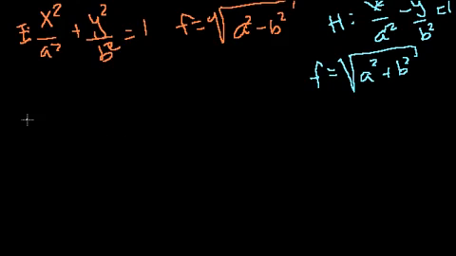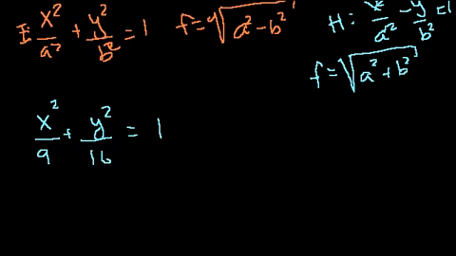So if I were to give you the following hyperbola: x squared over 9 plus y squared over 16 is equal to 1. Well, the first thing we could do is figure out the focal length just by plugging into the formula. The focal length is equal to the square root of a squared plus b squared. a is 3, b is 4. So 9 plus 16 is 25, and the square root is 5.